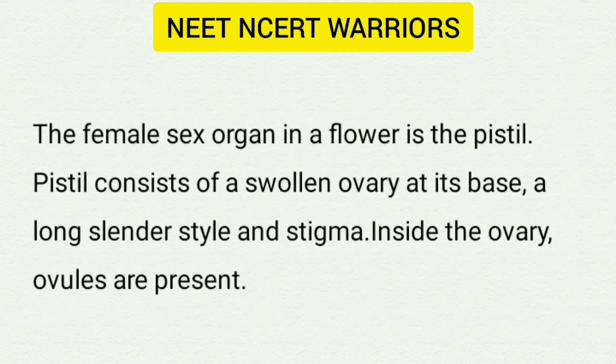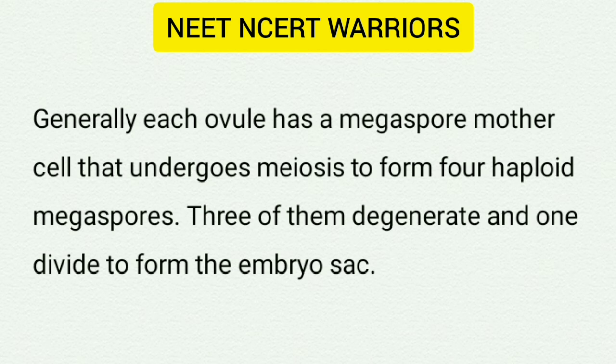The female sex organ in a flower is the pistil. Pistil consists of a swollen ovary at its base, a long slender style and stigma. Inside the ovary, ovules are present. Generally, each ovule has a megaspore mother cell that undergoes meiosis to form 4 haploid megaspores. 3 of them degenerate and 1 divides to form the embryo sac.